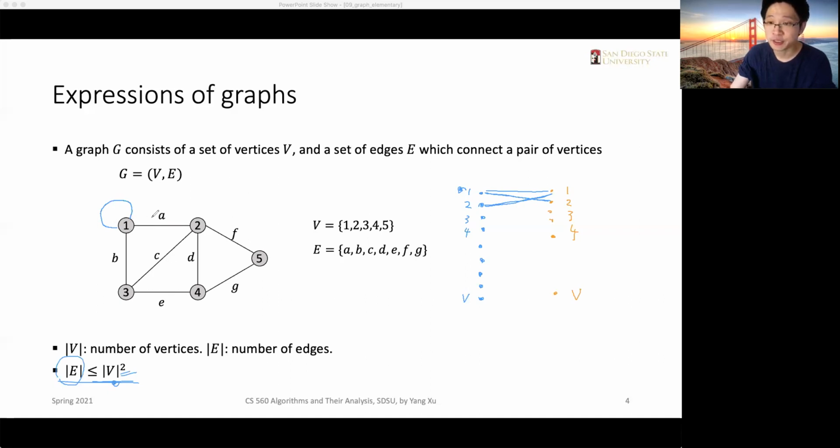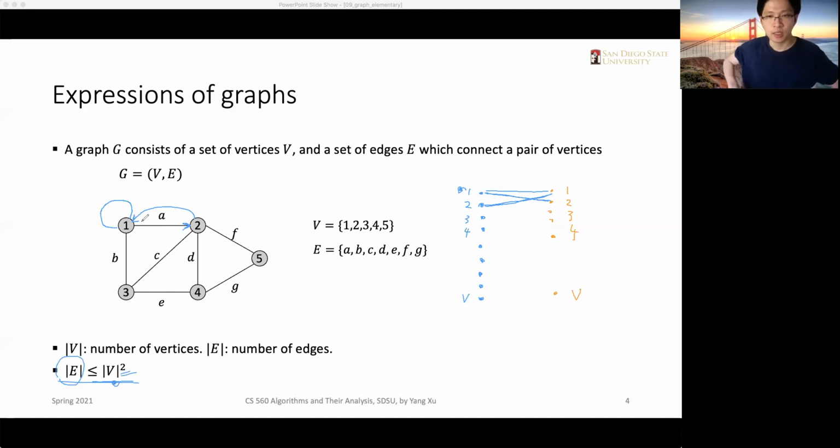If we differentiate two directions, like we can say the edge from 1 to 2, right? If we put an arrow into that edge, then it is a different edge from the edge that points from 2 to 1, right? So these two edges with arrows, they are directed edges, right?